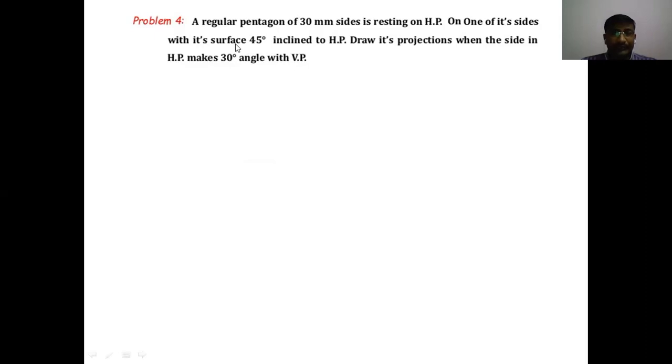Whenever the surface is parallel to the HP, from the top view it looks like a true shape. The true shape is visible from the top view, so you have to draw the top view first. Where should we draw the top view? The top view must be below XY. So below XY, you have to draw the true shape of the pentagon. From that, you have to proceed.